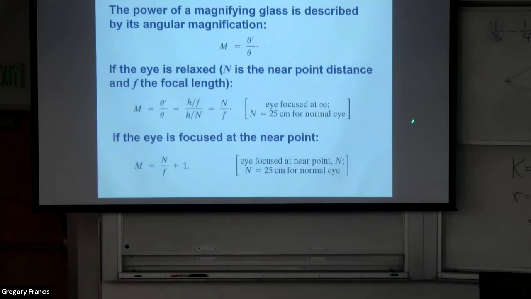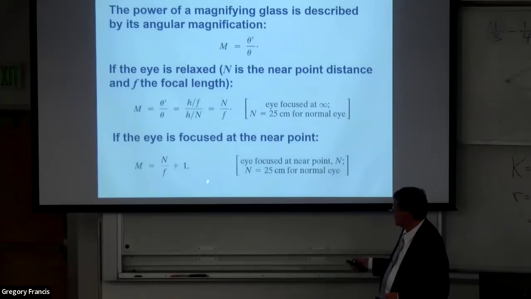And if you have your eyes relaxed, where the near point is near, N is the near point distance, and so this is with your eye focused at infinity. And your near point is 25 centimeters. What we get is the near point divided by the focal length of the lens. Now, if instead you're focusing on something at the near point, then you get an extra 1 in the magnification. It's what you had with a relaxed eye plus 1.